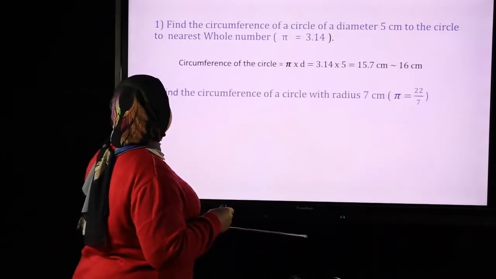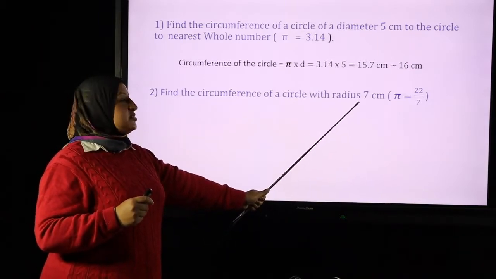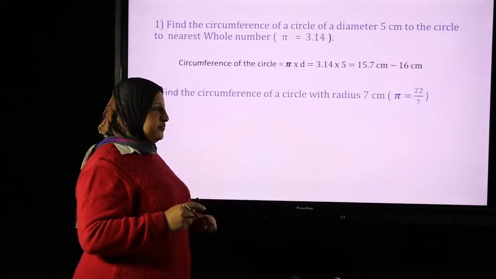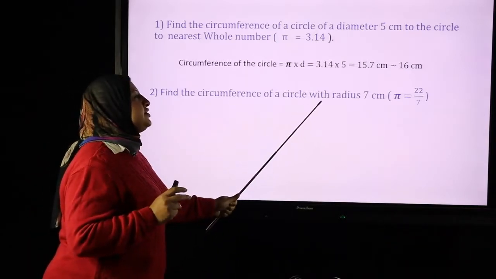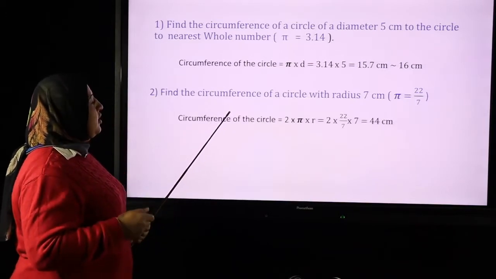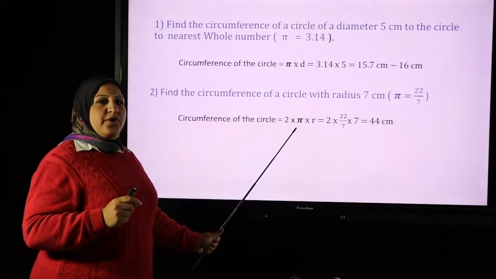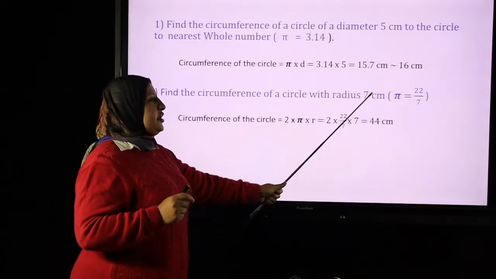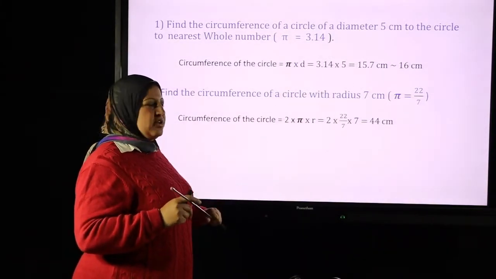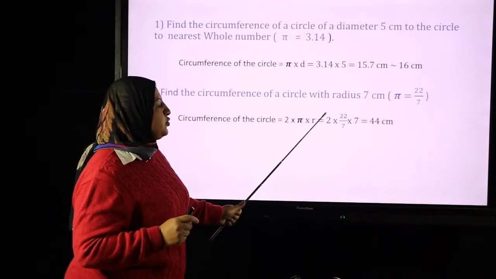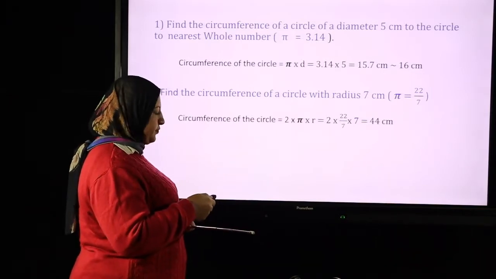Okay. Number 2, find the circumference of the circle with radius 7 centimeters and pi here equals 22/7. We will draw the magic triangle number 2 because I have here the radius. So first we have to write the rule. Circumference of the circle equals 2 times pi times r. 2 times pi here 22/7 times radius from the exercise equals 7. Equals on the calculator 2 times 22/7 times 7 equals 44 centimeters.